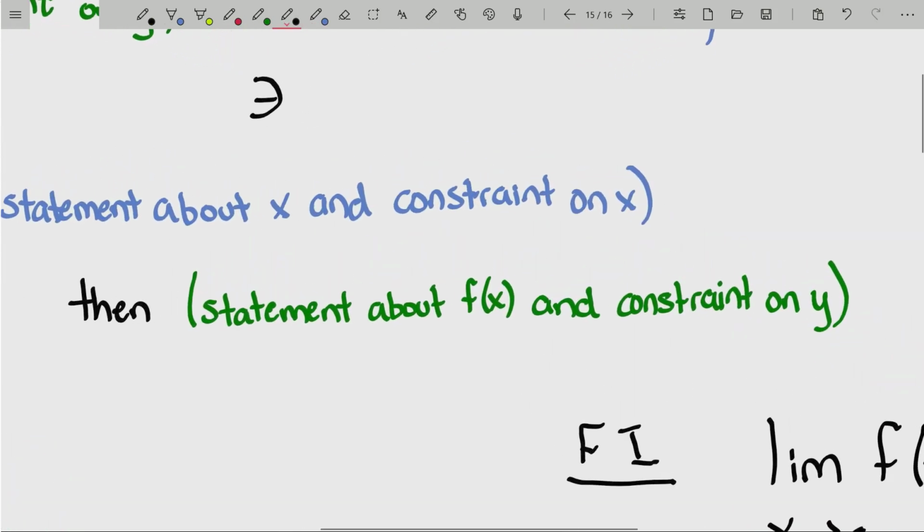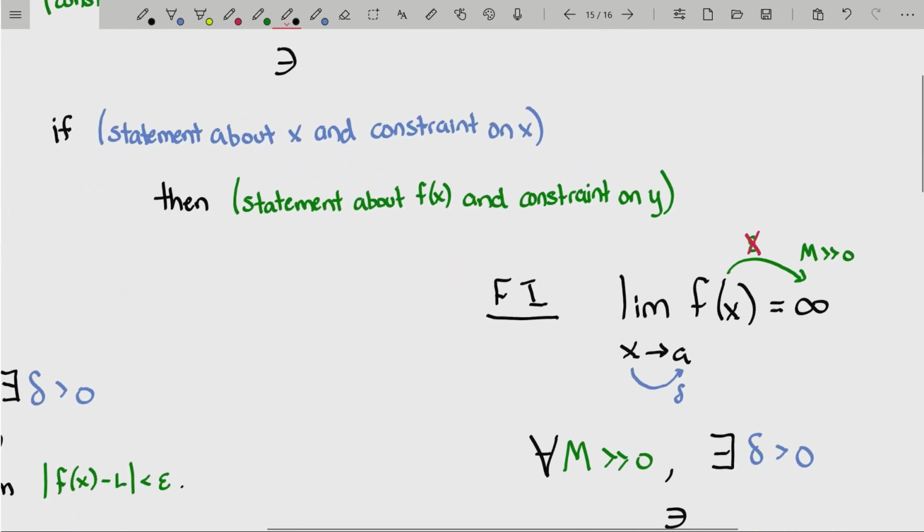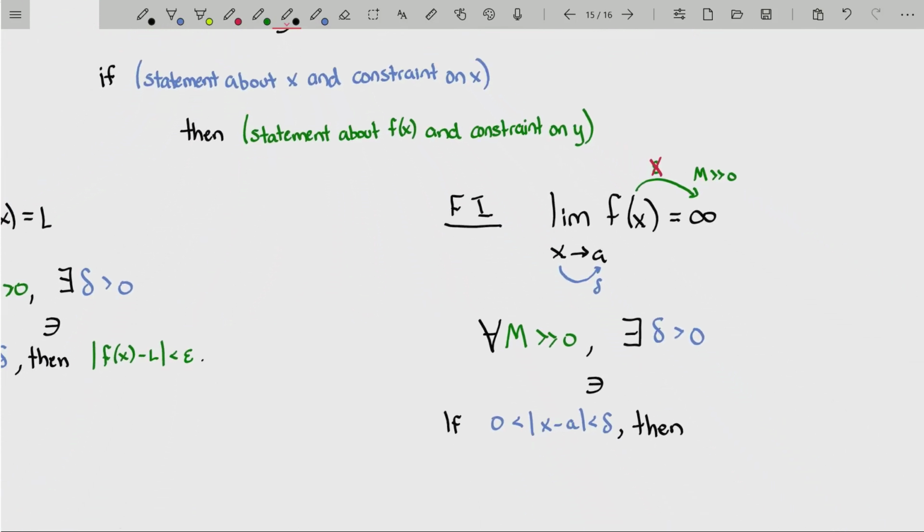and the last piece in green up here, a statement about the function and the constraint on y. Our constraint on y is that we're dealing with a very large positive value of m, and we want our function to be above that. So therefore, we want our function to be above that value of m.